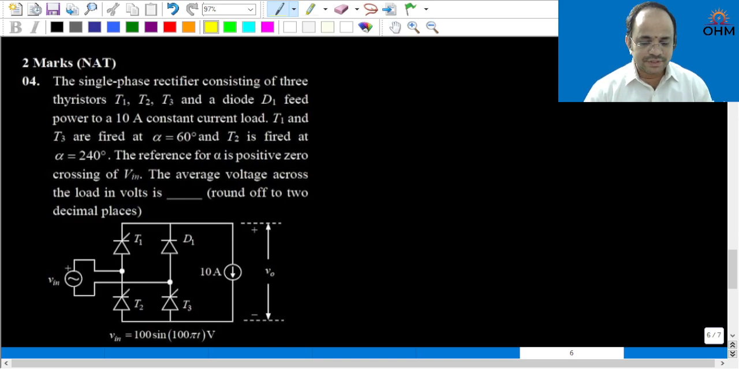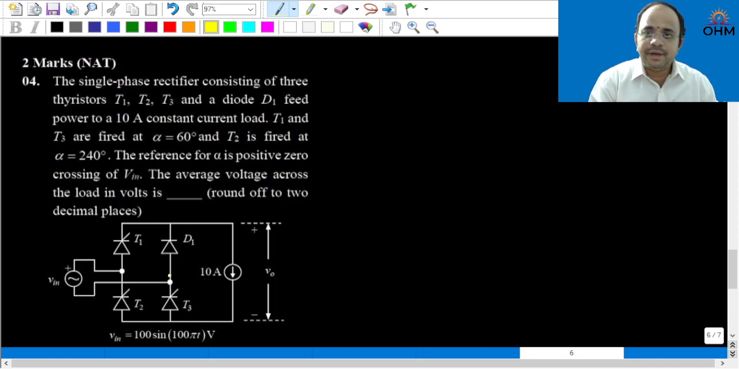Now what is the question here? Find the average voltage across the load in volt. Now if you observe this circuit diagram, T1 and D1 are in common cathode configuration, T2 and T3 are in common anode configuration. So at omega t is equal to alpha, whenever T1 and T3 are triggered, then the output voltage will simply follow the source voltage. I will show you the waveform also.